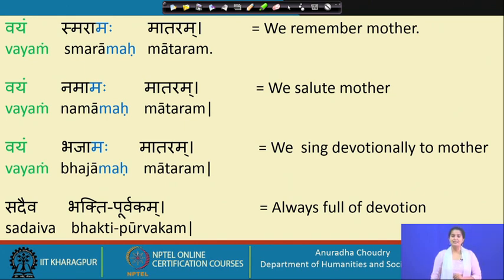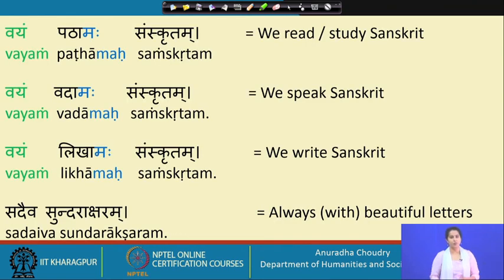Now, just one thing is that what you find out here with smaramah mataram, normally there is a rule of sandhi there, and it should have technically become vayam smaramo mataram, but in order to keep it clear for us, I have left it in the original form itself. Okay, so what I suggest is we'll do the song once together.